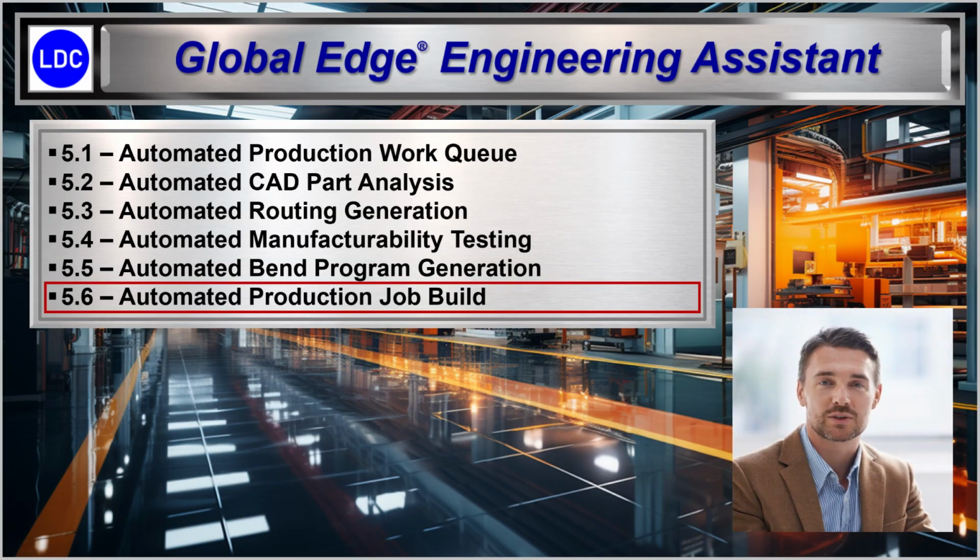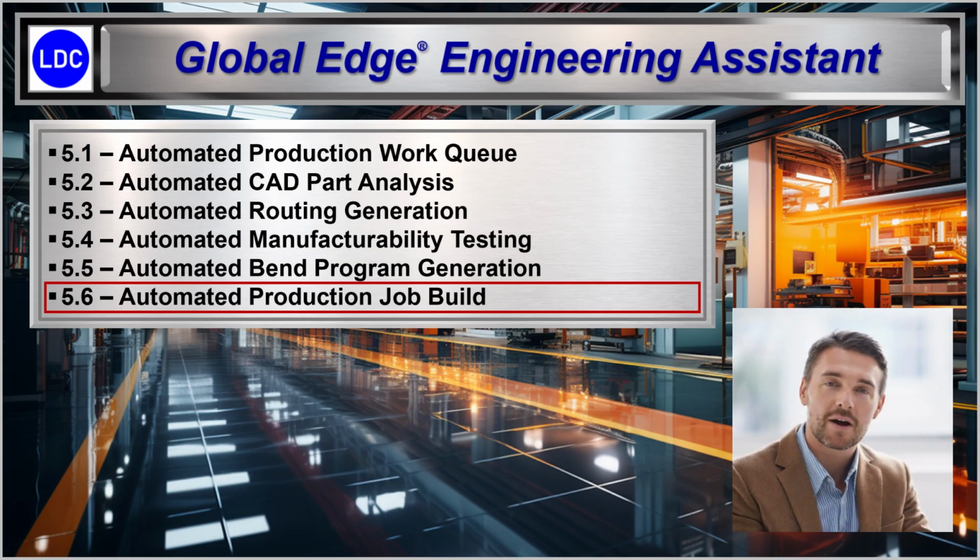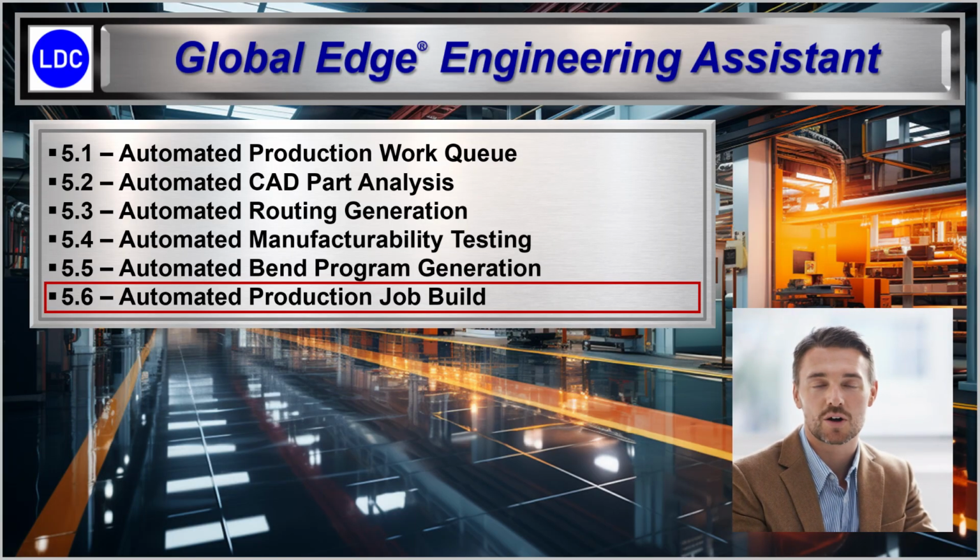Step 5.6 includes automated production job build capabilities that generate a complete production job. The process begins with automated bill of materials generation, which combines automated CAD part analysis with automated routing generation to create a comprehensive manufacturing bill of materials. The resulting bill of materials is ready for seamless integration with your MES or production scheduling software.